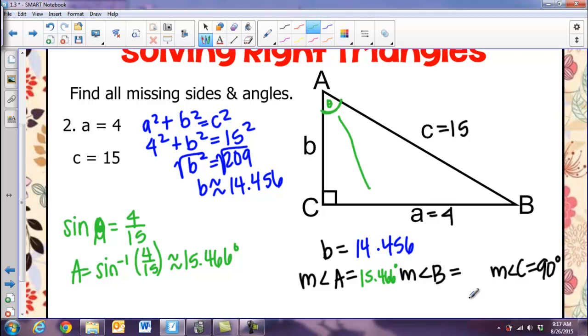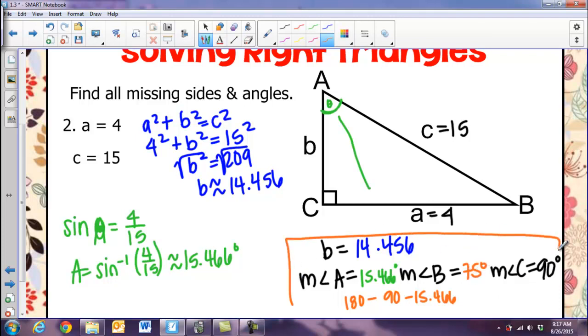Now you are welcome to do that for angle B, to find the cosine of that angle, or to use this last side length. But because I know that the angles in a triangle give me 180 degrees, I can just take 180 minus 90 minus the 15.46. I do believe this asks you to round to the nearest degree, so we can forget that 46, and we find out that the measure of angle B is about 75 degrees. So again, you found all the missing sides and all the missing angles using that trig.